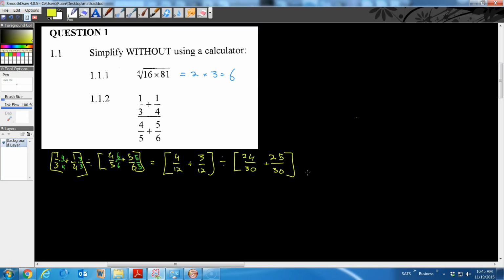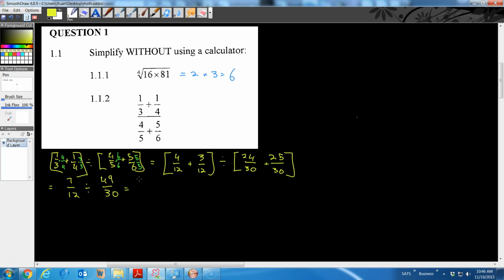Okay, now I'm ready. I'm going to run out of tablet area here because of my settings, but for now I'm ready to combine these. Let's look at our next step. Our next step would be to combine 4 plus 3 over 12. That's just going to give me 7 over 12, correct? Divided by 24 plus 25, that's 49 over 30.